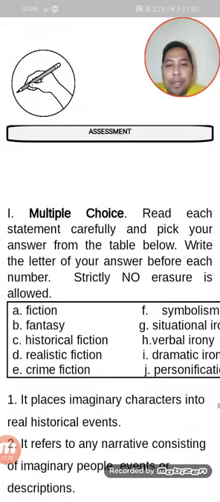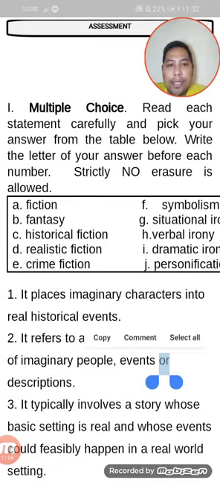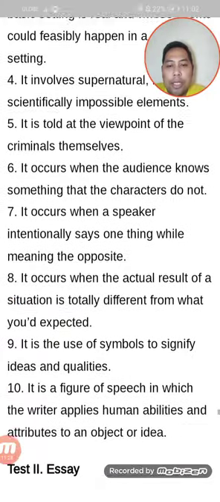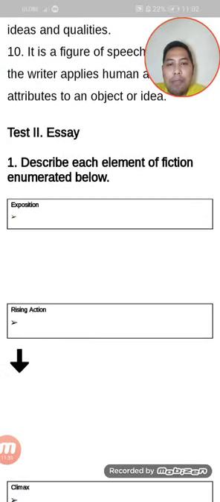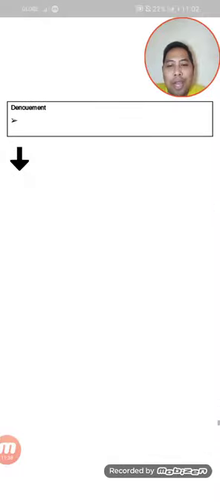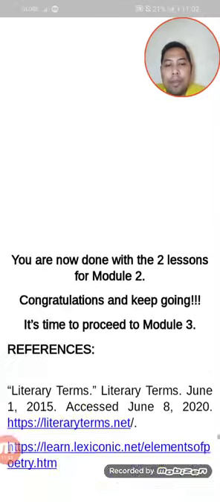So, assessment, answer the following in your notebook again. Alright? Okay. Test 2, essay. Describe each element of fiction enumerated below. We have exposition, rising action, climax, falling action, denouement. Actually, the plot. So explain them.